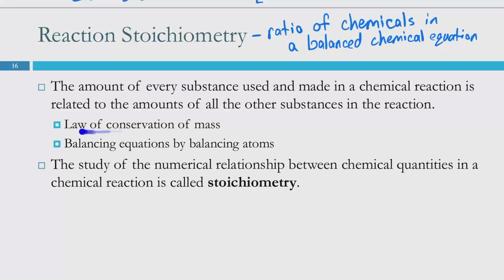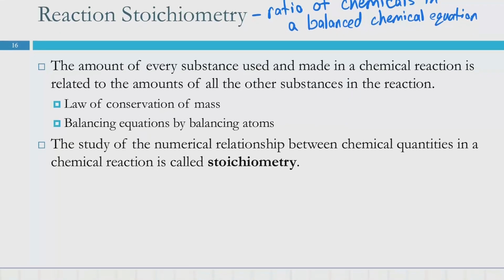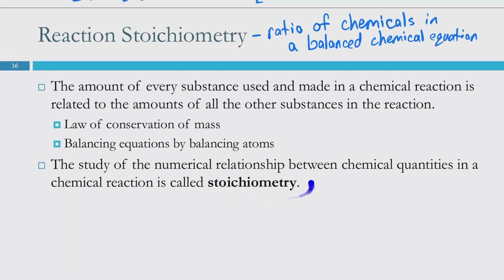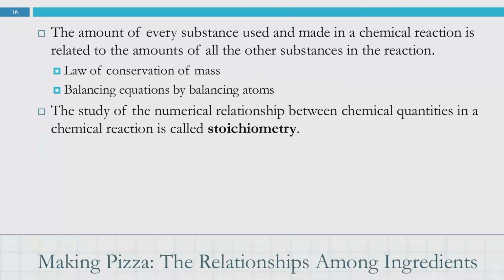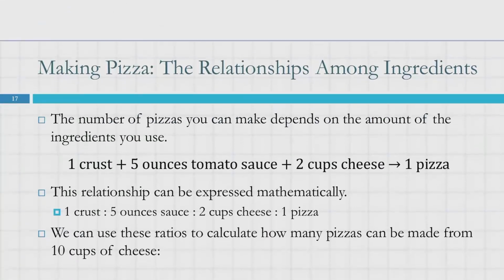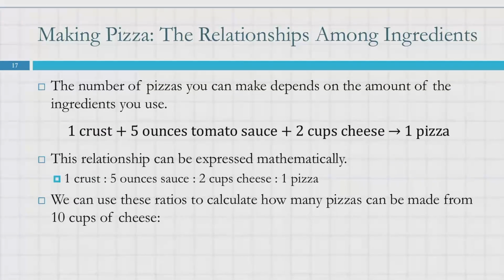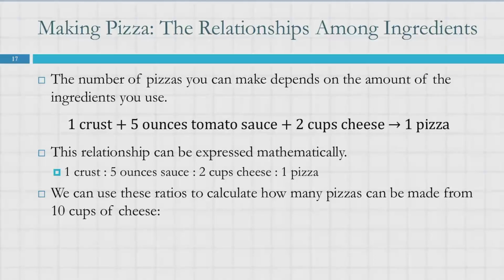This requires us to go through thinking about the law of conservation of mass, which is why we are balancing our chemical equations and the number of atoms. Stoichiometry is just this looking at the ratio of the chemicals based on our balanced chemical equation. It's analogous to, usually the analogy is like some sort of food thing. In this case, we're going to be looking at pizzas.